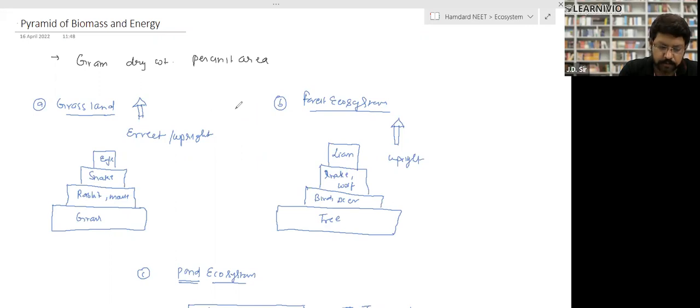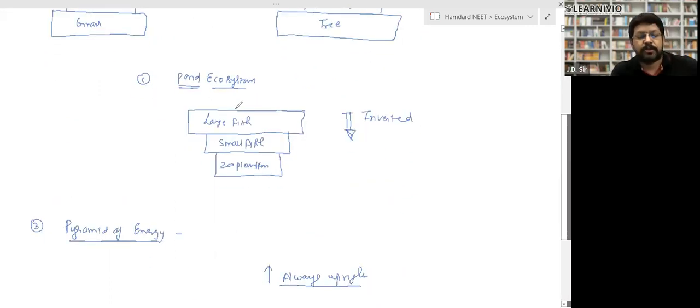Done? Fine. Now come to the pond ecosystem, which was erect in the pyramid of number. But when we talk about the pyramid of biomass, it will become inverted. Why? The number of zooplankton is much more, but their mass is very less. Those small fishes which are eating the zooplankton, their mass is much more, and large fishes, their mass is much more. So it will become inverted. Pond ecosystem will be erect in pyramid of number, but inverted in pyramid of biomass.